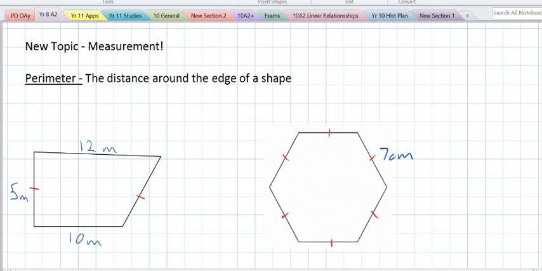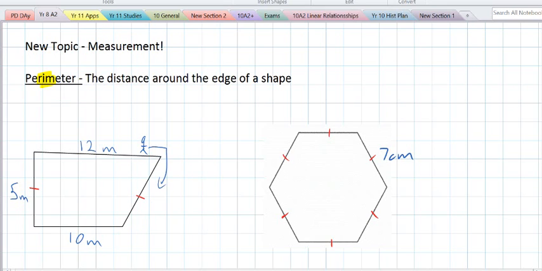Alright, so the perimeter is the distance around the edge of a shape. The way I remember it is perimeter is the distance around the rim. Perimeter, rim. Make sense? Essentially, if you imagine a little man has to walk around the edge of this shape, the perimeter is how far he would have to walk if he went all the way around.